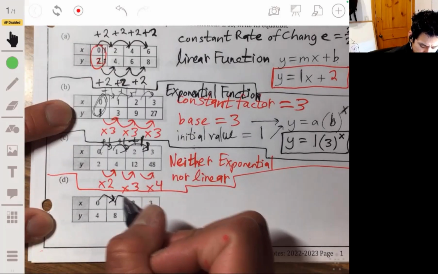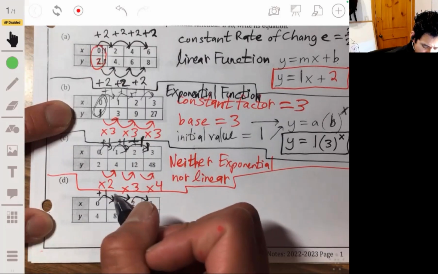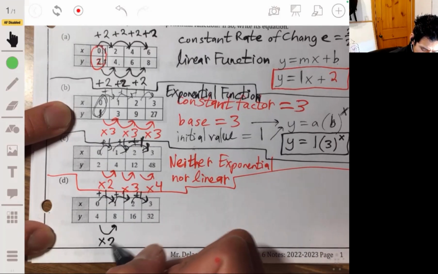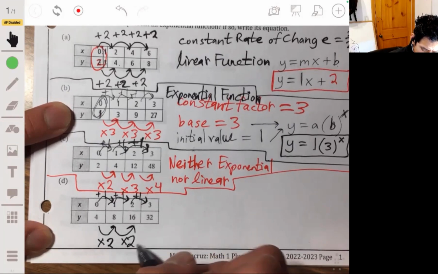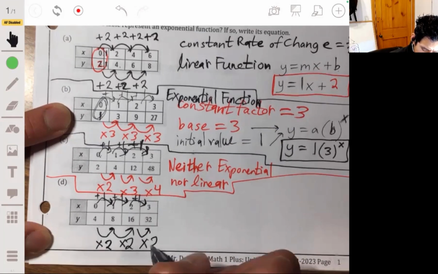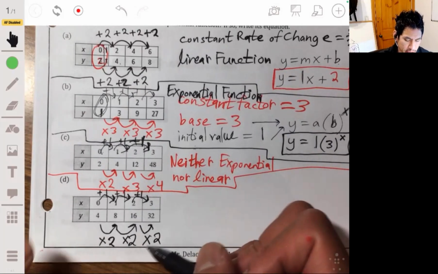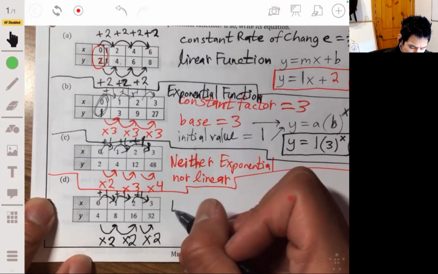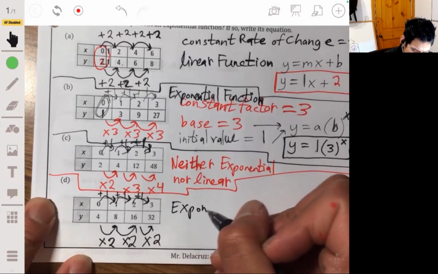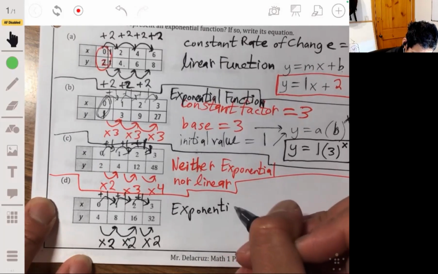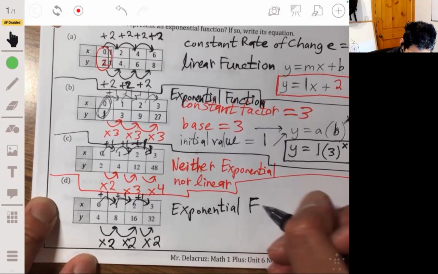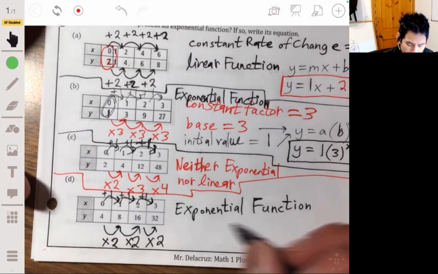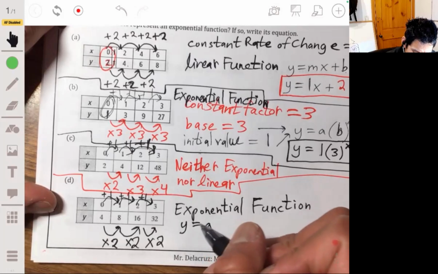We look at the x values. They're going up by 1 again, so we're good. The y values are multiplied by 2, multiplied by 2, multiplied by 2. And so we have a constant factor. So we have an exponential function, in which we have y equals a times b to the x power.